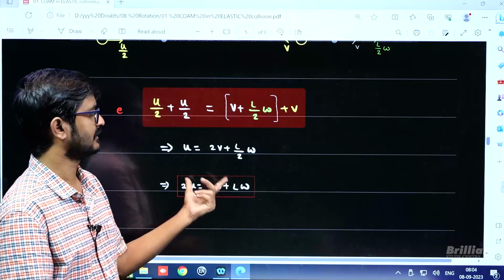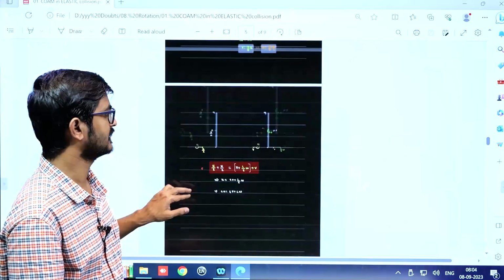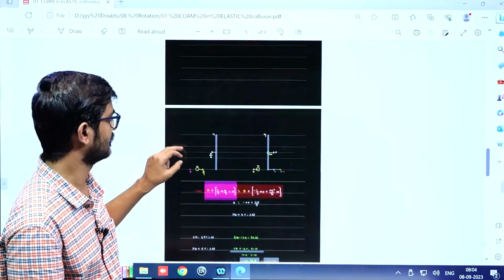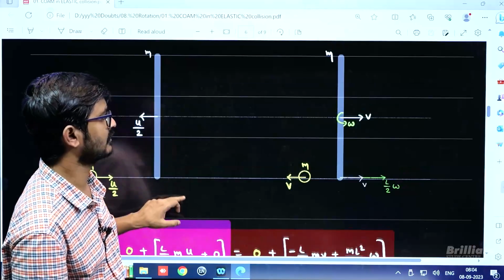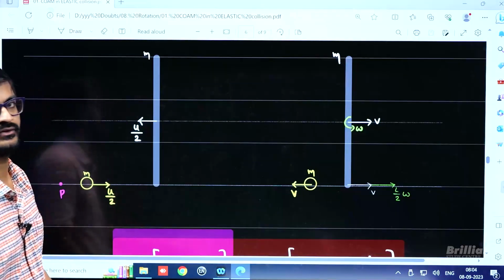Now, I got this result, but there are two unknowns, so I need to write one more equation. The other equation is going to be conservation of angular momentum. Again, I will be doing conservation of angular momentum from all the 3 points as I have done previously.